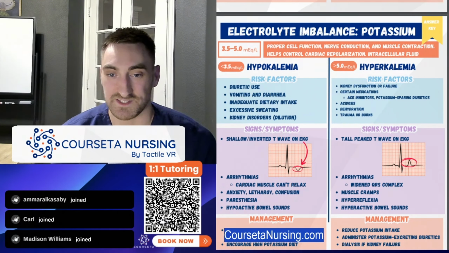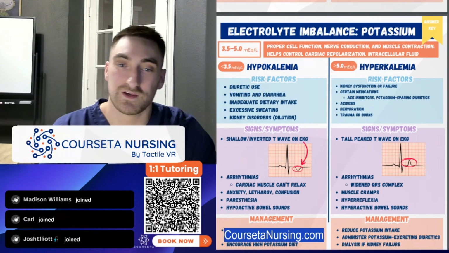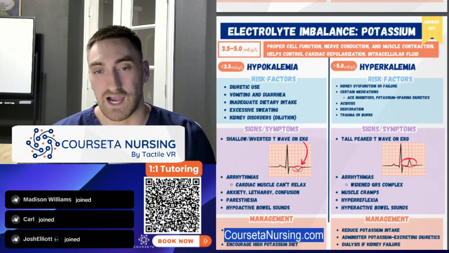Okay, so if there is one normal value that you'll need to remember, it is probably potassium, like we talked about earlier. A lot of times the NCLEX likes to bring in, or they typically bring in, the normal range anyways. But it doesn't hurt to know your normal values. But if there is one that you had to remember, it's probably potassium. So let's go over hypokalemia first.